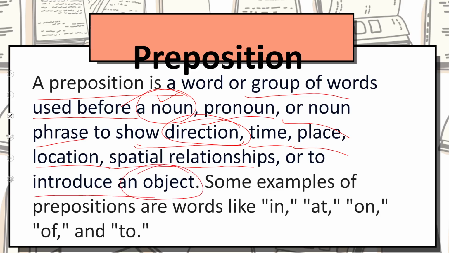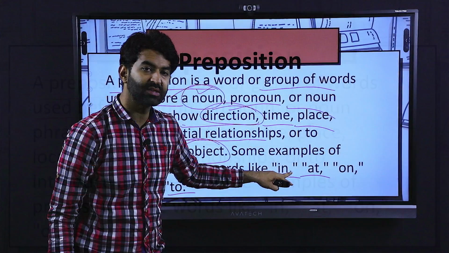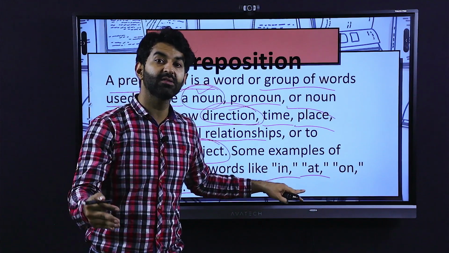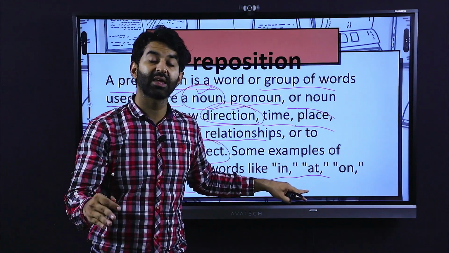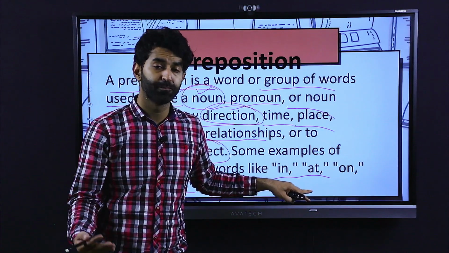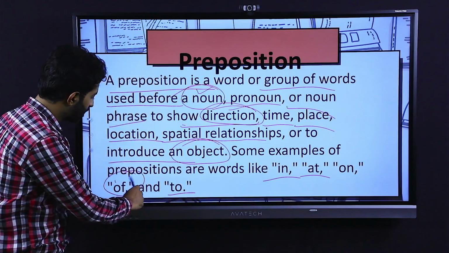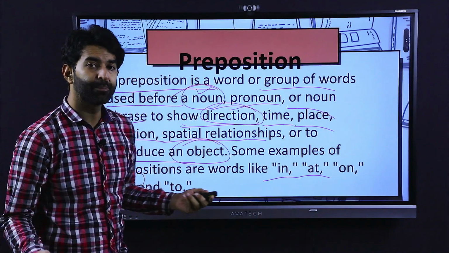Some examples of the prepositions are given below. You have heard them: in, at, on, off, to, all these are prepositions. In is telling you the location, that the cat is inside the box, or the cat is in the box, or the book is on the table. So these are your prepositional words.